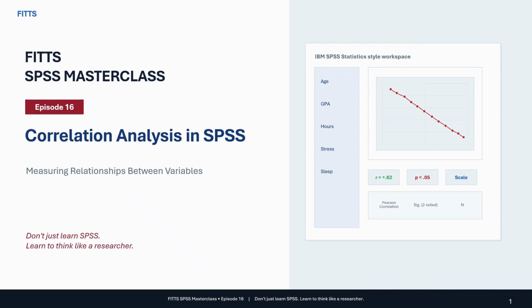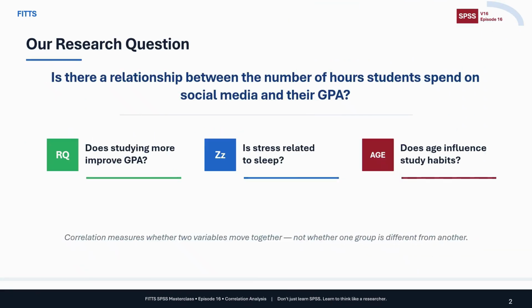By the end of this lesson, you will understand what correlation measures, when it should be used, and how to interpret the results before we move into SPSS. Researchers often want to know whether two variables move together, and correlation helps answer these kinds of research questions. Instead of comparing groups, correlation measures whether changes in one variable are associated with changes in another. Throughout this lesson, we will use our data set to answer these questions.